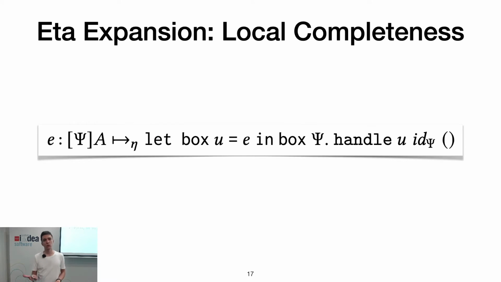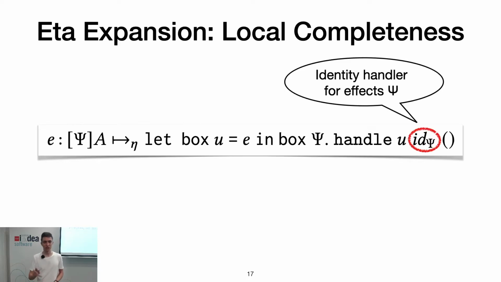So what I showed you before was what we call local soundness, that we can construct and then eliminate an introduction form, and we are in balance. Another side of that balance is local completeness, or eta expansion, that we can take our term of a box type and expand it. We expand it into a let box that binds it, and then reboxes it and handles it. But here we use a very special handler, which we call identity handler.